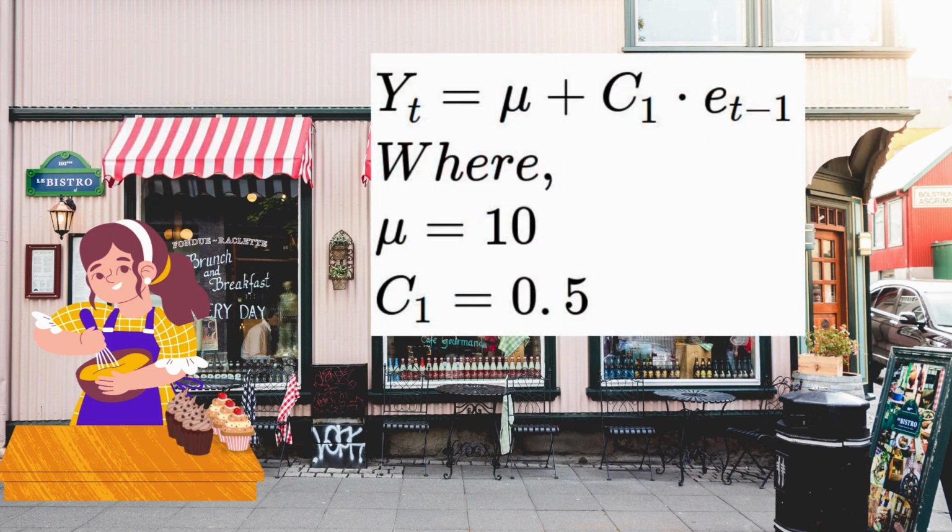We decide upon a moving average model, or MA(1) model in particular, for making our predictions. The equation for the MA model is y_t = μ + c1 e_(t-1). Here μ is equal to 10, c1 is equal to 0.5. e_(t-1) is the difference between the demand and the produced cupcakes in the previous time step. y_t is the number of cupcakes that will be produced in the current time step based on our prediction.